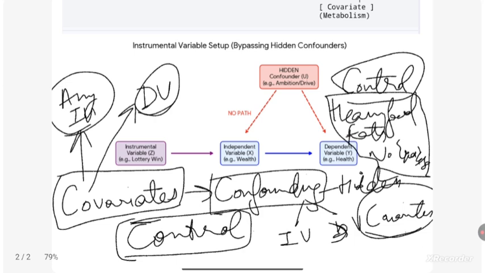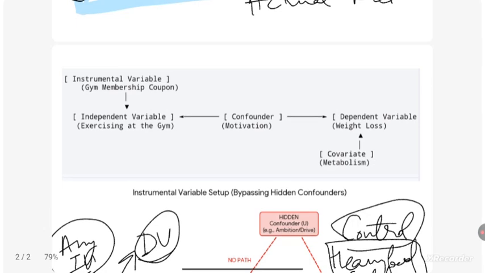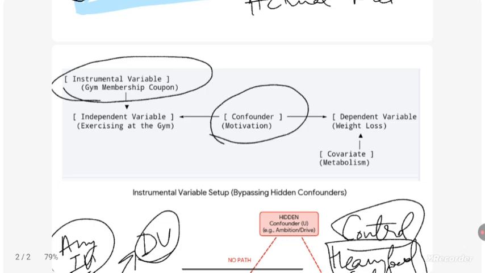Now, let us understand the instrumental variable. What is this instrumental variable? See, we spoke about the confounder, and this is a covariate. I told you that a covariate affects the dependent variable. The independent variable in our example is exercising at the gym. The dependent variable is weight loss. So we are studying the effect of exercise at a gym on weight loss.